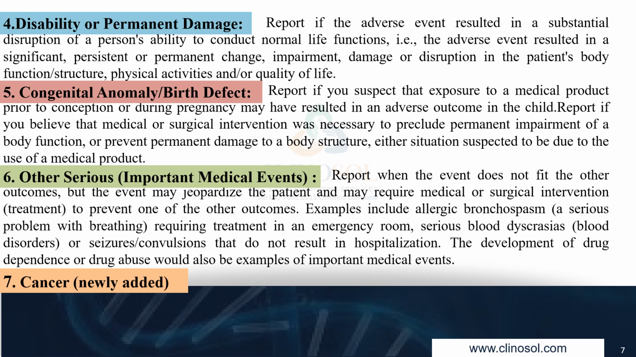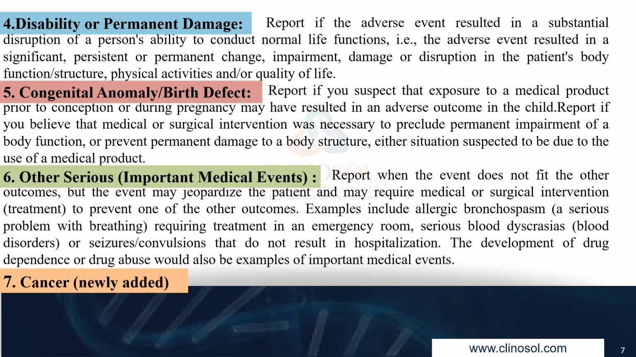And the next one is congenital anomaly or birth defect. Report to FDA if you suspect that exposure to a medical product prior to conception or during pregnancy may have resulted in an adverse outcome in the child. Report if you believe that medical or surgical intervention was necessary to preclude, that is, prevent from happening, permanent impairment of a body function or permanent damage to a body structure, either situation suspected to be due to the use of a medical product.